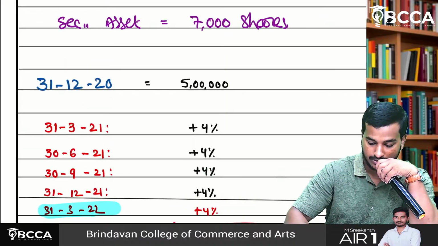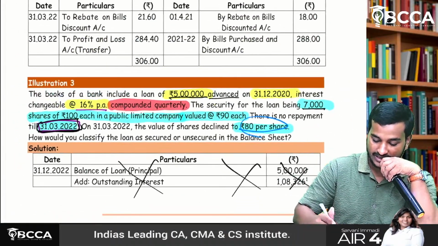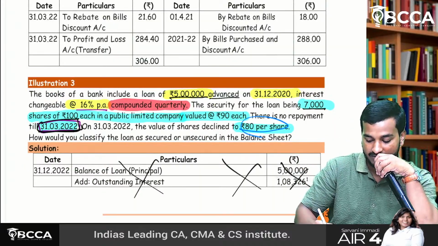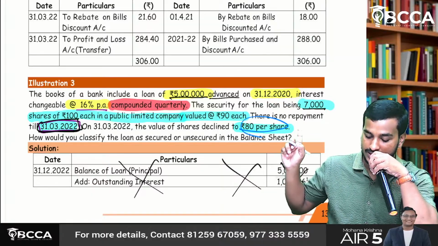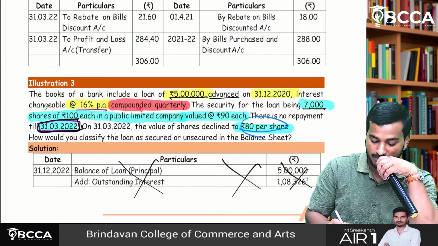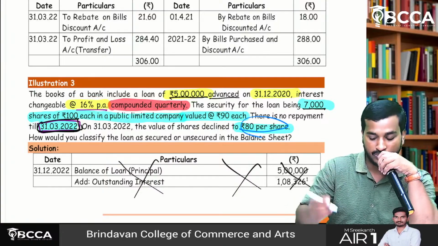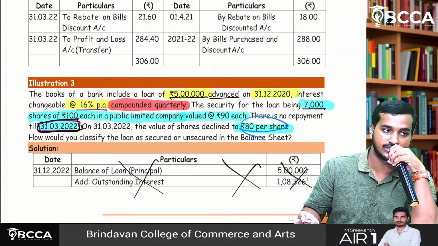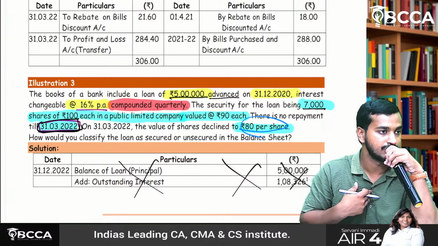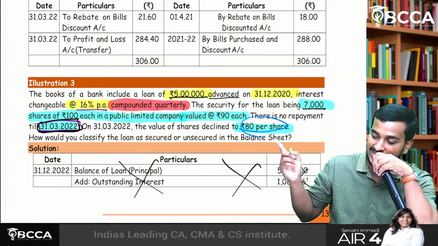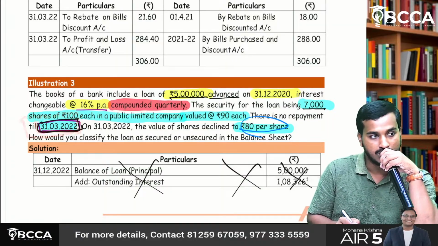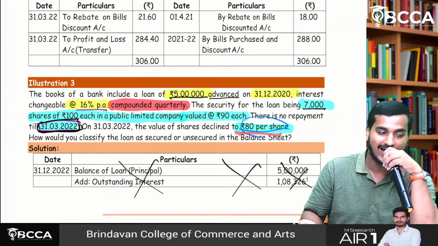Listen one more time. They have given a loan to a customer, amount of 5 lakh. Date of loan 31st December 2020. Interest rate 16% per annum. They are compounding quarterly. Secured asset is 7,000 shares. At the time of loan, the value is 90, which is irrelevant for me. We are doing all this on 31st March 22. Now the value has decreased to 80 per share.